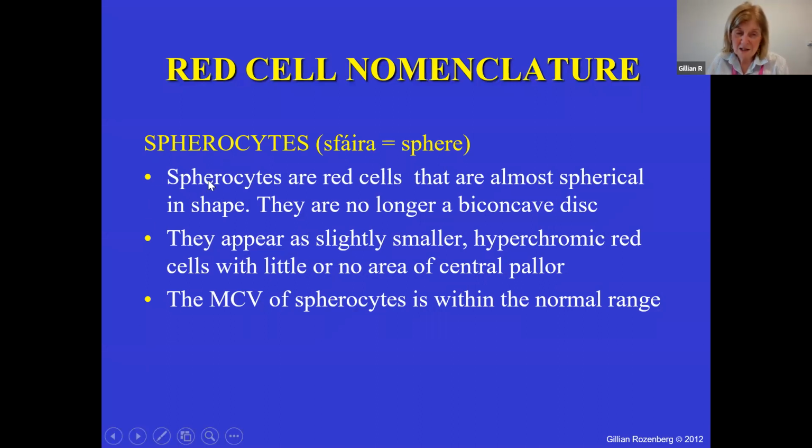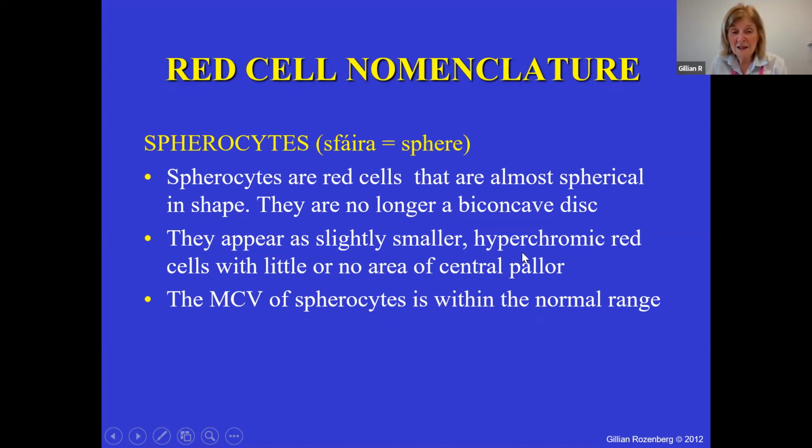So spherocytes. Spherocytes are red cells that are almost spherical in shape. They are no longer biconcave discs. They appear as slightly smaller, hyperchromic red cells with little or no area of central pallor. And the mean cell volume of spherocytes is in the normal range.